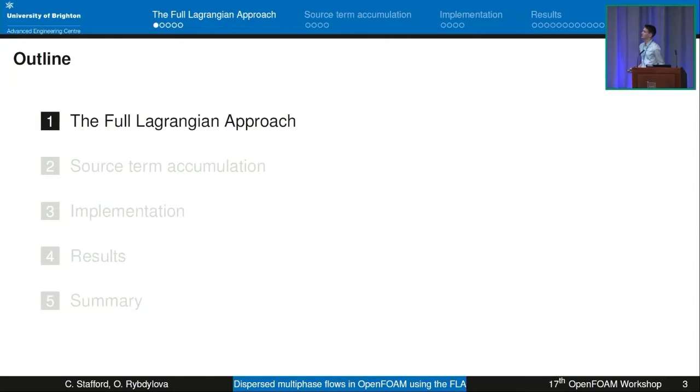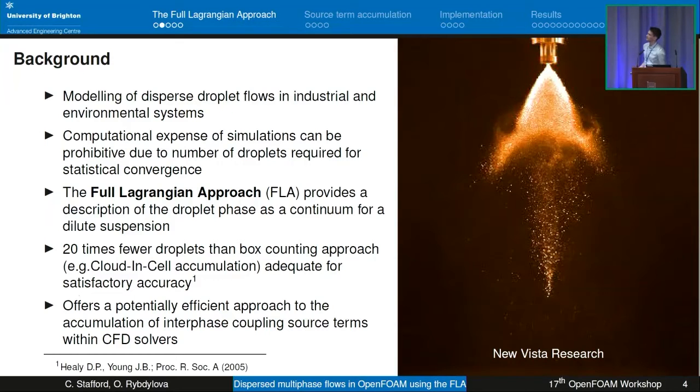So to begin then, the full Lagrangian approach. Just a bit of motivation. This is applicable to the modeling of dispersed droplet flows, or indeed particles if it's monodisperse. And it could be applied in a number of industrial and environmental contexts. So the application of this work really is sprays, in a general sense. And the reason we need this is the expense is obviously prohibitive due to the number of droplets in many scenarios in order to get statistical convergence.